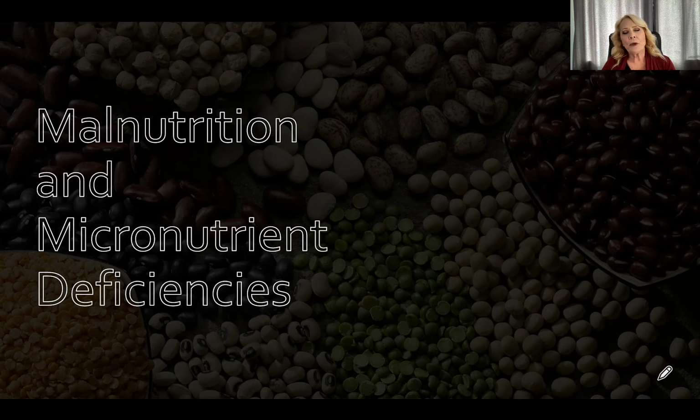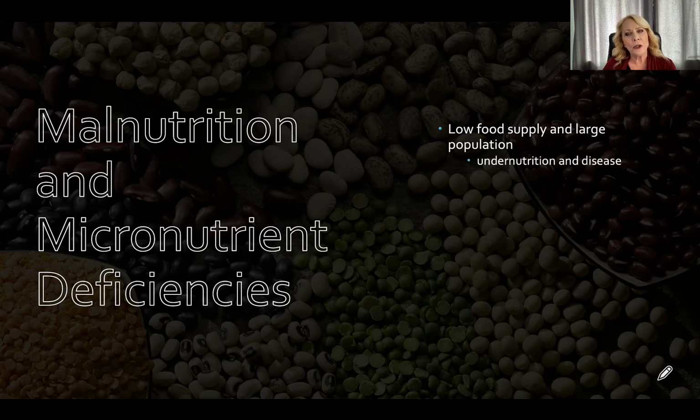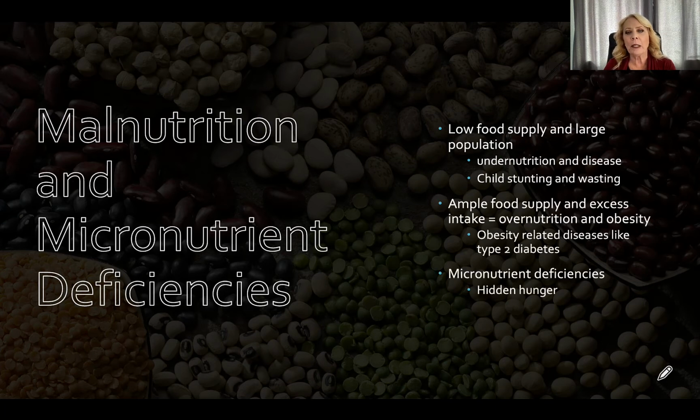So, malnutrition and micronutrient deficiencies, okay? Malnutrition, again, can be all about low food supply, and maybe you have a large population and not enough food to go around, and this undernutrition leads to disease. And of course, we've already talked about this. The child can't grow, or there's wasting away because of disease, or let's say muscle mass, for instance. If I'm not eating enough protein in my diet, I can't keep the muscle mass on my body.